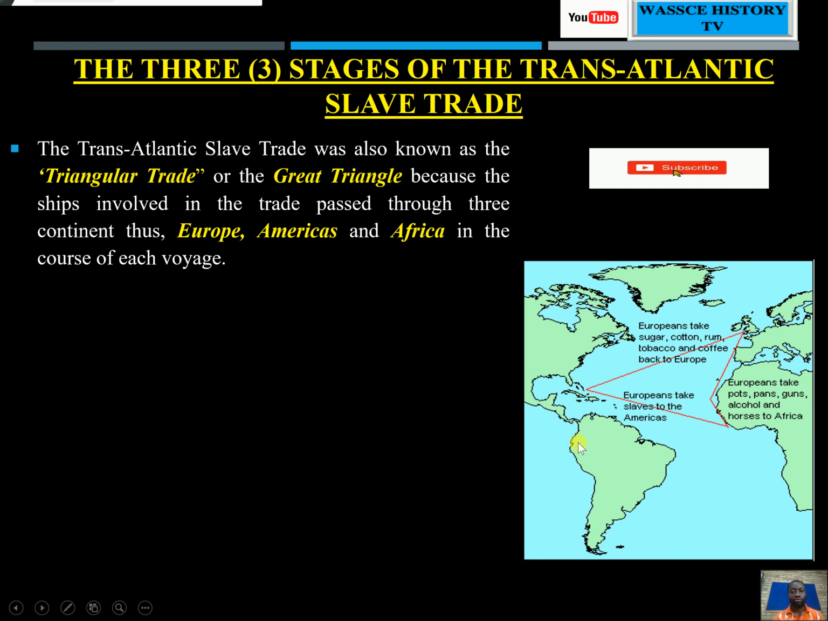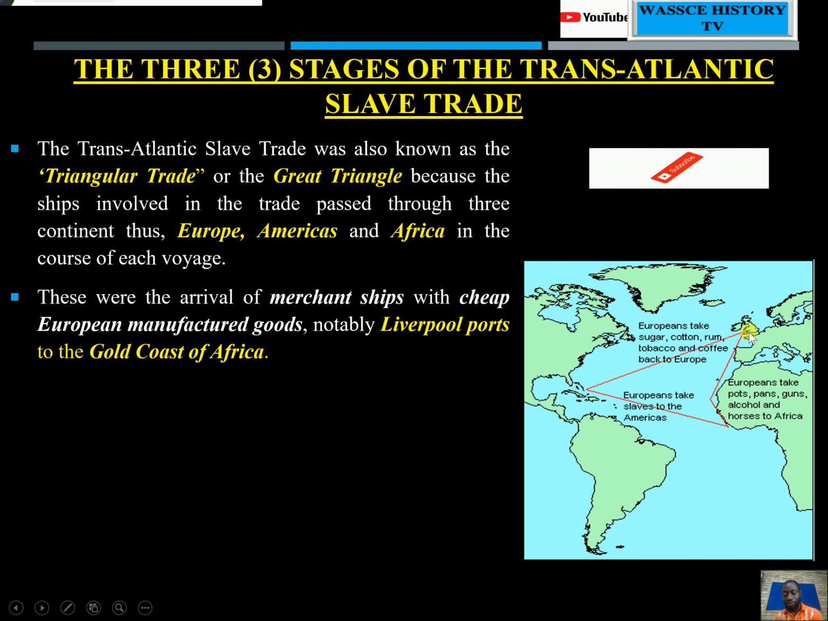And then this is the Americas over here. As you have seen, the Europeans would bring items, notably from Liverpool Port in Great Britain. They come with gunpowder, alcohol and all of that. They bring them from here, and then they barter them, or exchange them, for slaves from Africa here, and then they transport them to the Americas and sell them here. So this is the destination, where the slaves were actually sold: USA, the Caribbean, Brazil, and the coast.